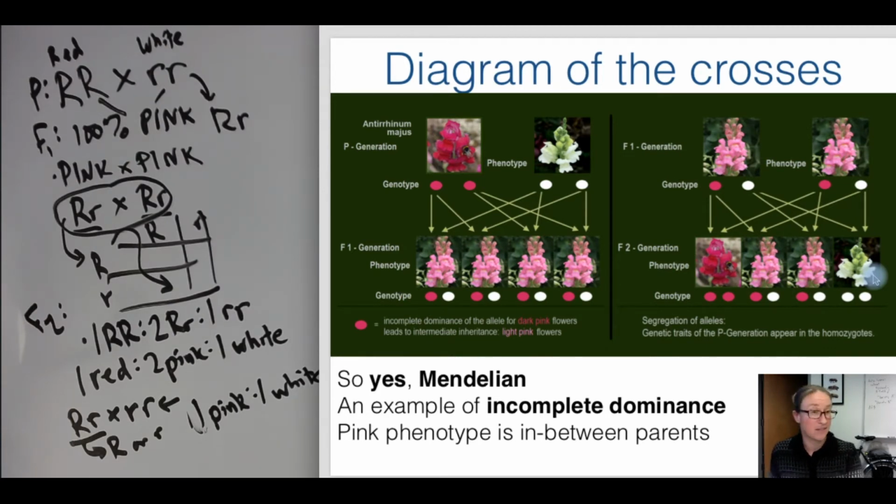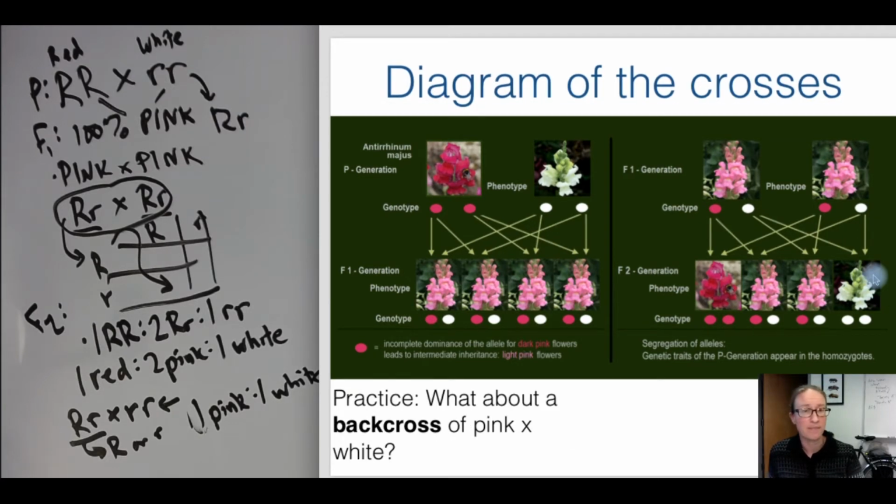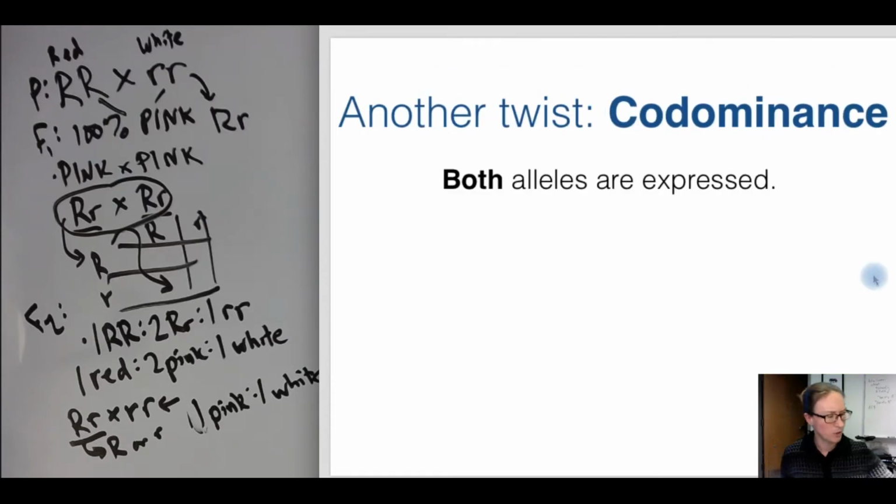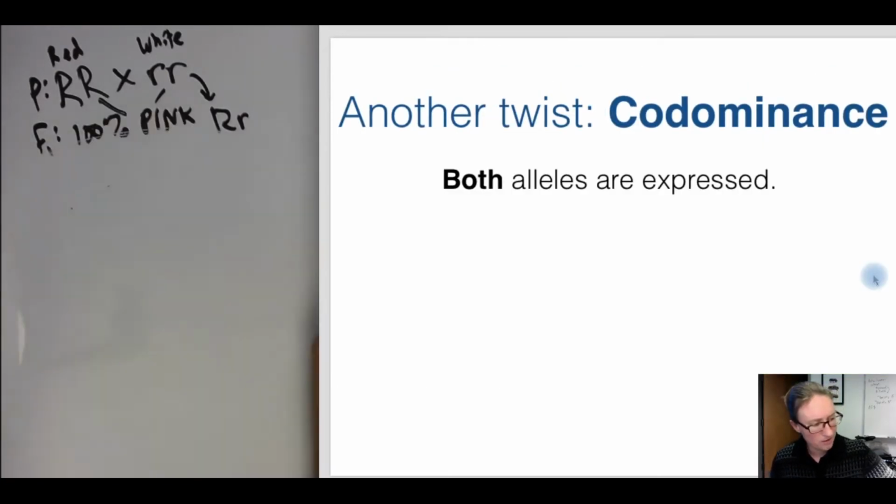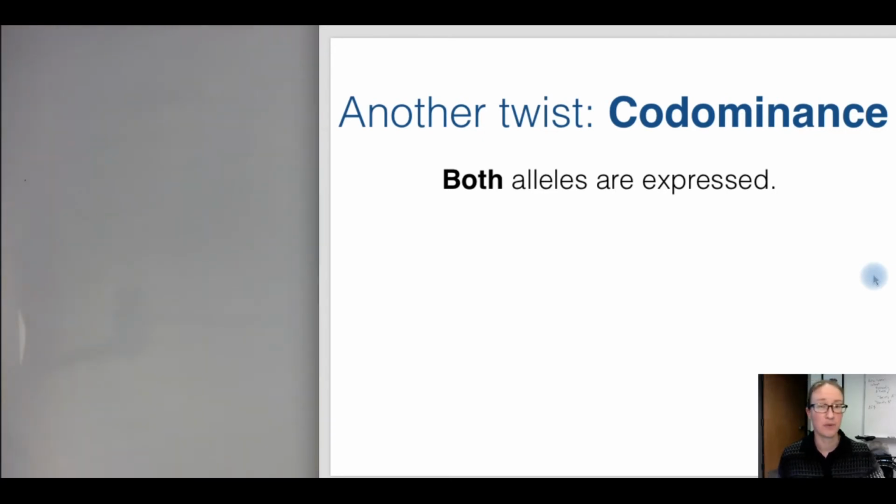So this can happen for a trait. Incomplete dominance is fairly common. So, again, I would encourage you to practice drawing out other crosses to see what you'd expect from those crosses. Okay, so that's one alternative to simple dominant recessive inheritance.